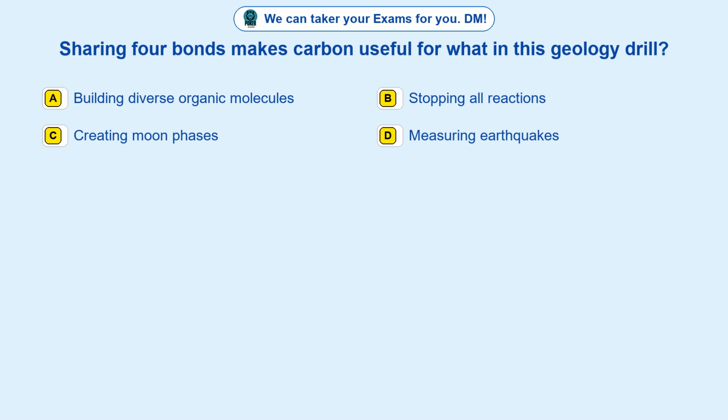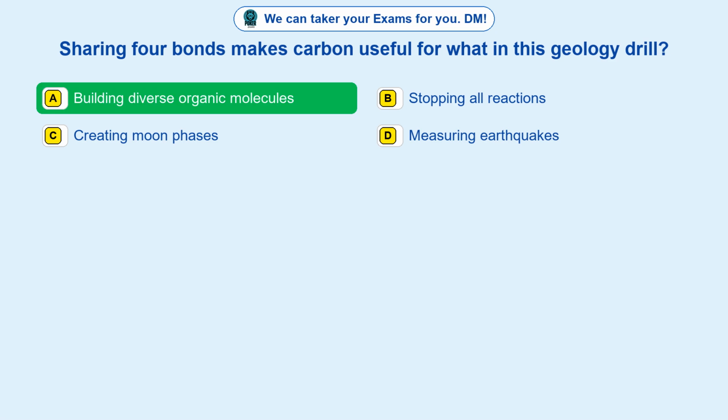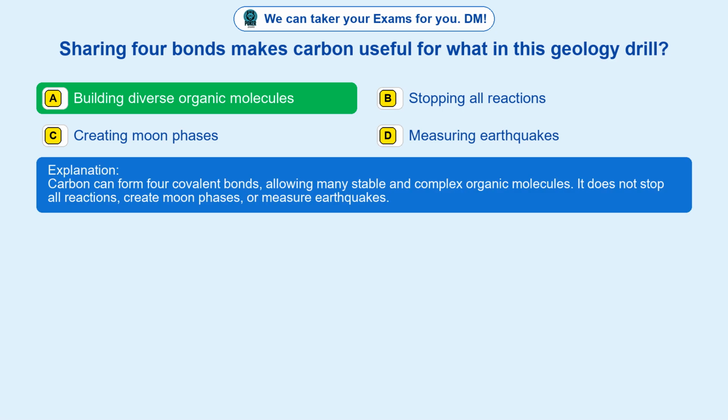Question 52. Sharing 4 bonds makes carbon useful for what in this geology drill? Option A, building diverse organic molecules. Option B, stopping all reactions. Option C, creating moon phases. Option D, measuring earthquakes. The correct answer is option A, building diverse organic molecules. Carbon can form 4 covalent bonds, allowing many stable and complex organic molecules. It does not stop all reactions, create moon phases, or measure earthquakes.